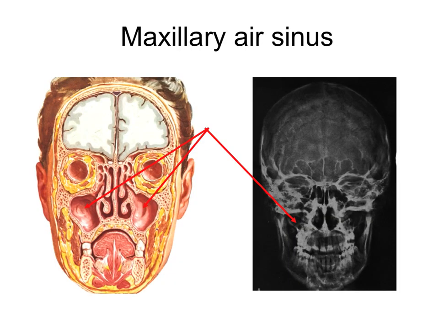Here's the maxillary air sinus, and you can see that the maxillary sinuses are continuous with the nasal cavity via the middle meatus that you can see here. You can see this on imaging on the right hand side just here. So here's the maxillary air sinus there.